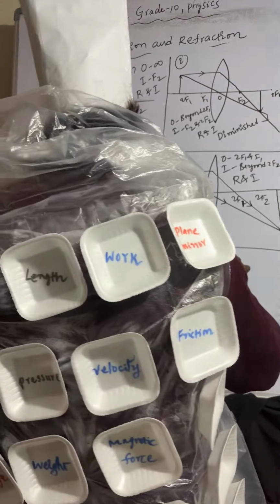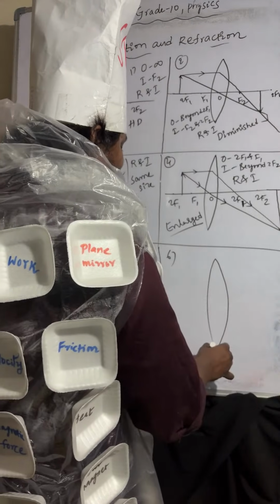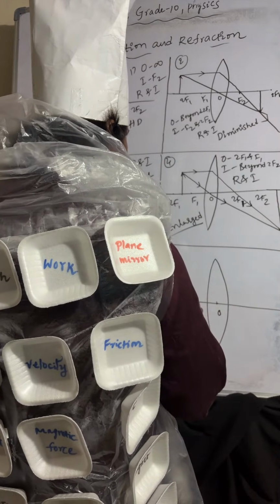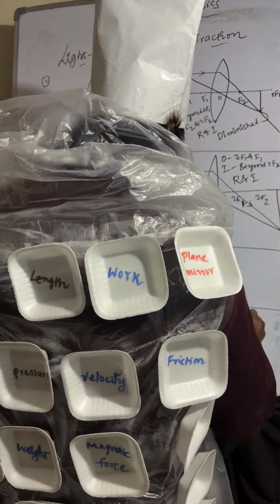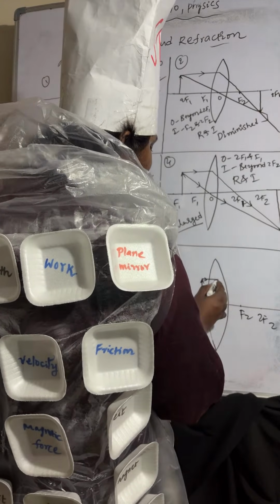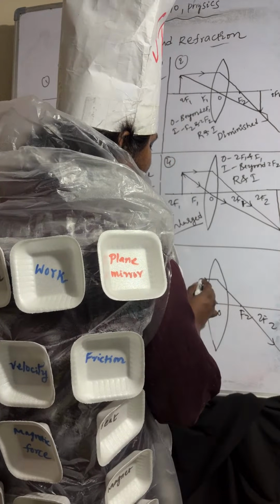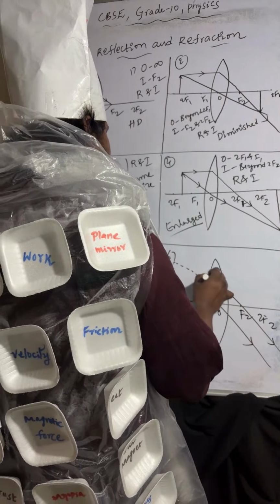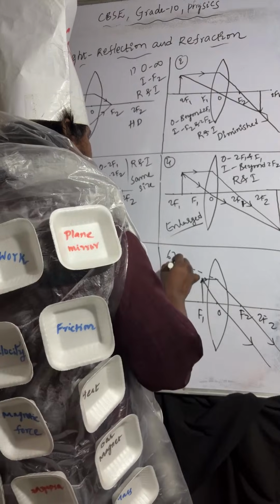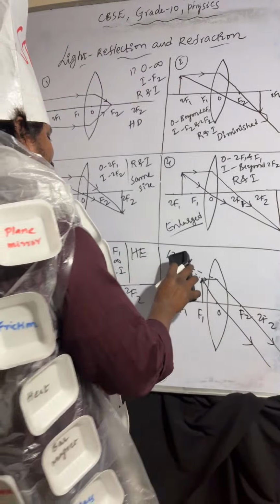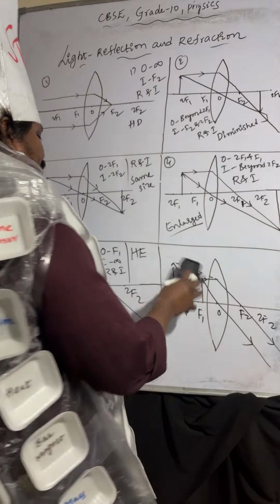Sixth one, so that is a lens. Optic center, F1, 2F1, F2, 2F2. Object is placed between F1 and O. One light ray I am taking like this, it passes through focus, another light ray is passing through optic center. If you extend these light rays, extended light rays will meet on the same side of the object.